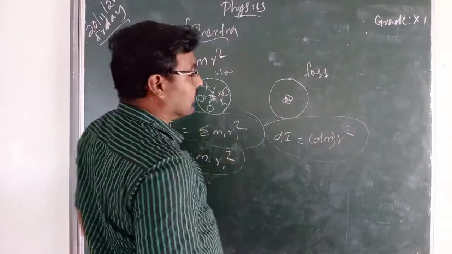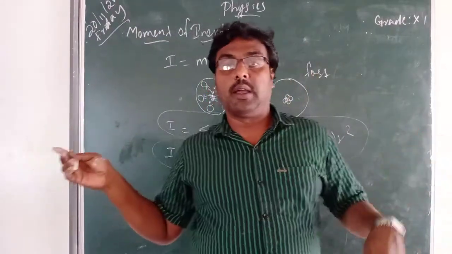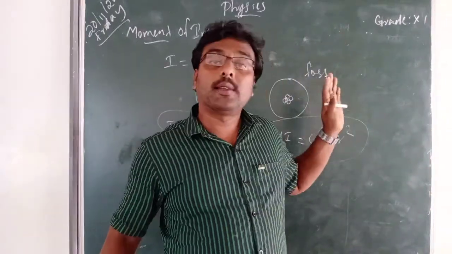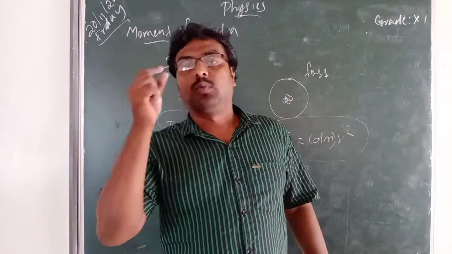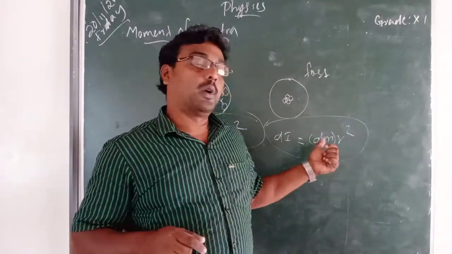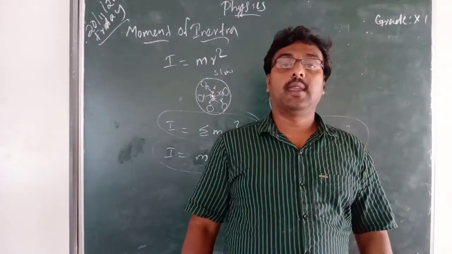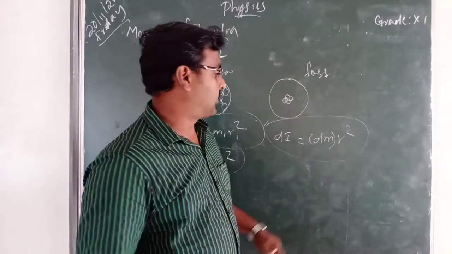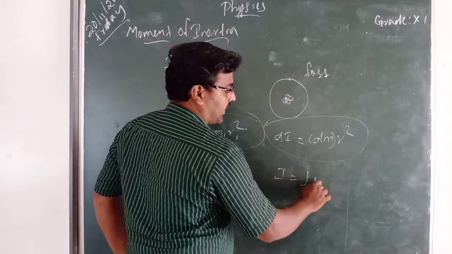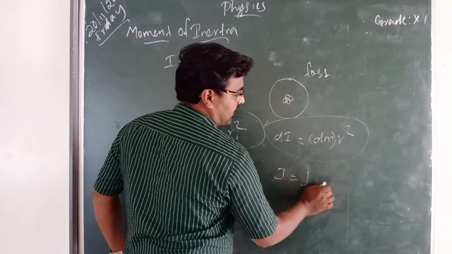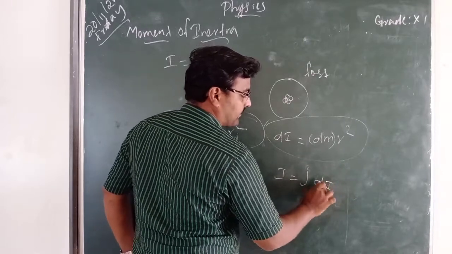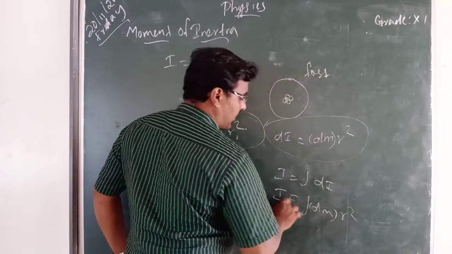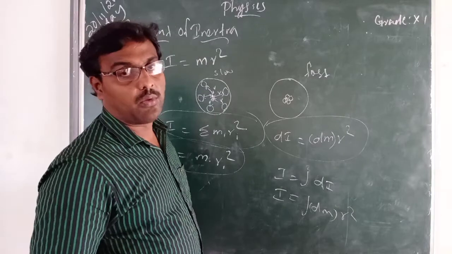So for a bulk object, sigma m_i r_i square. For a point mass, m r square. For an infinitesimal, very small object, to find the moment of inertia, we use dm r square. Then you have to integrate this. So I is equal to the integral of dI, that is the integral of dm r square. That is how you can find the moment of inertia.